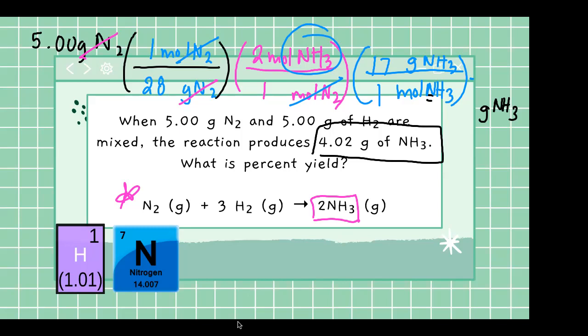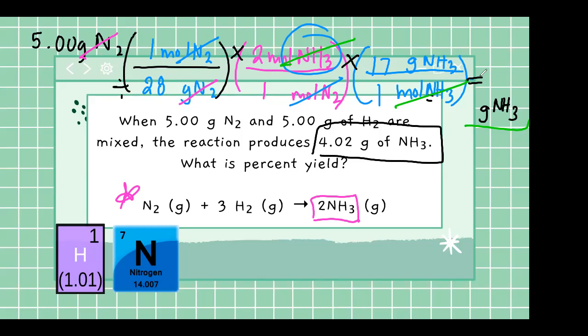So now we just have to plug it into a calculator, right? Because we are where we need to be in terms of units. So everything on the bottom, you would divide, everything on the top, you would multiply. So in your calculator, you would put 5 divided by 28, times 2, because it's on the top, and then times 17. And then you should be able to get grams of NH3.